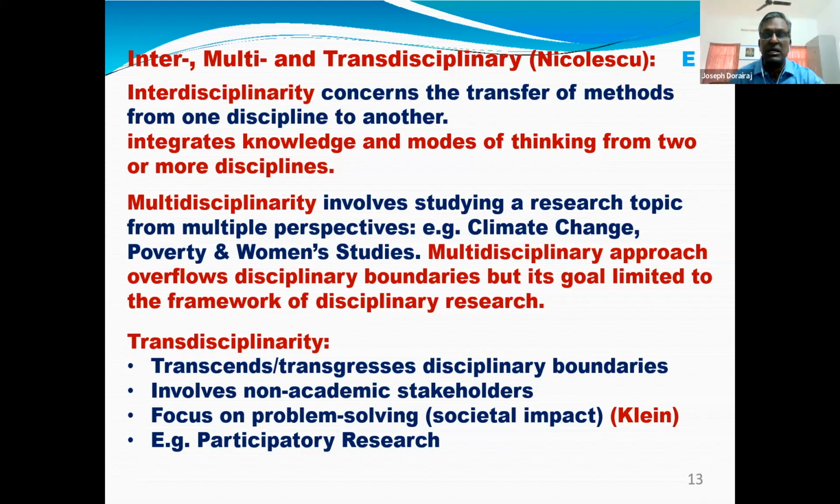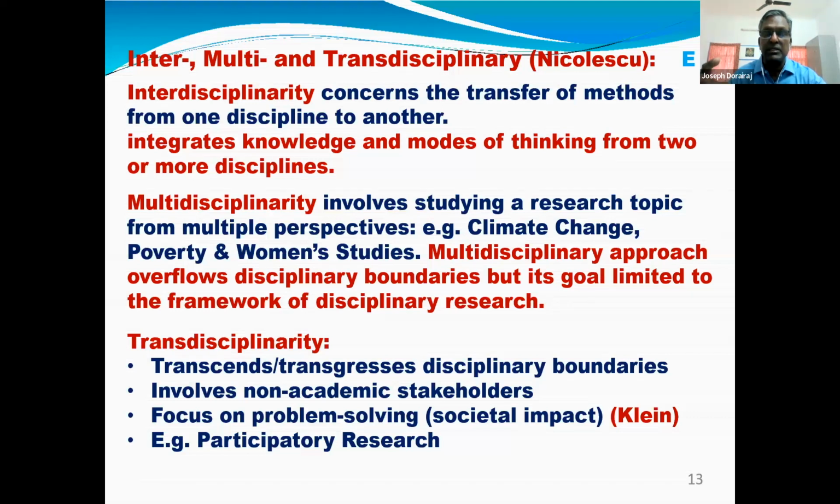So, we have two tasks ahead of us. The first task is, how do we define the term transdisciplinary or transdisciplinarity? And the second task or the second exercise is, how do we distinguish or how do we differentiate transdisciplinarity from both inter and multidisciplinarity? And I would like to take the help of two experts.